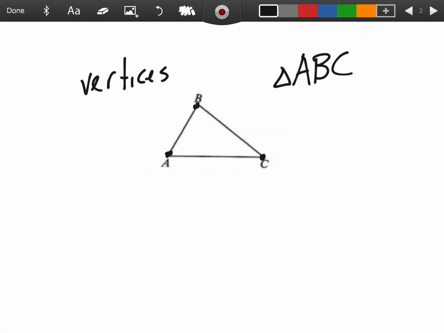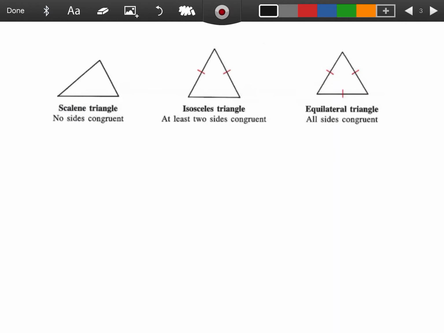And then the sides are just the different segments: segment AB, segment BC, segment AC. And then we have angle A, angle B, and angle C. Now we're going to talk about classifying each of these triangles based on the number of sides that it has. So, classifications based on the number of sides.